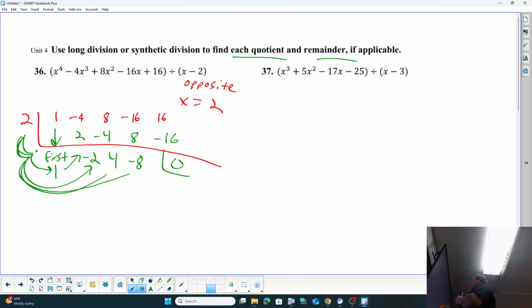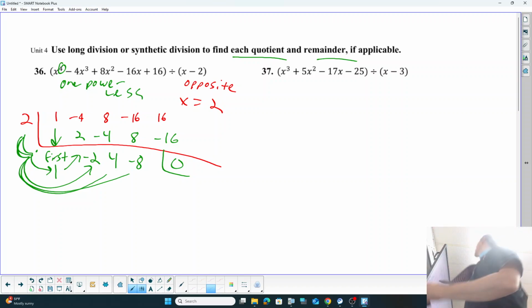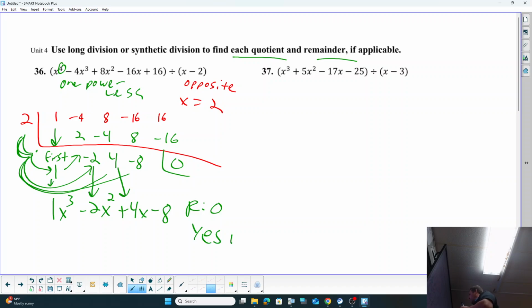Right? So it's 1 power less. Remember this? Do you remember? 1 power less. So that's going to be 1. Bring down your 1 there. So 1x to the 3rd power minus 2x squared plus 4x minus 8. And so remainder is 0. Yes, it is a factor.